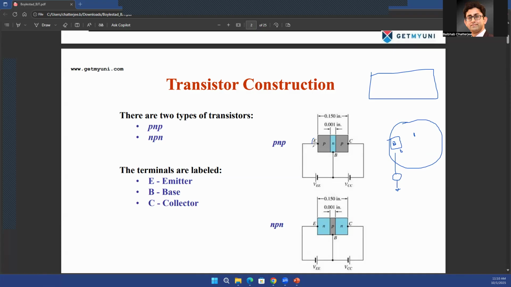One terminal is the emitter, or the source of the majority carriers. One terminal is the collector, or sink of the majority carriers. And the 3rd terminal is the control terminal.